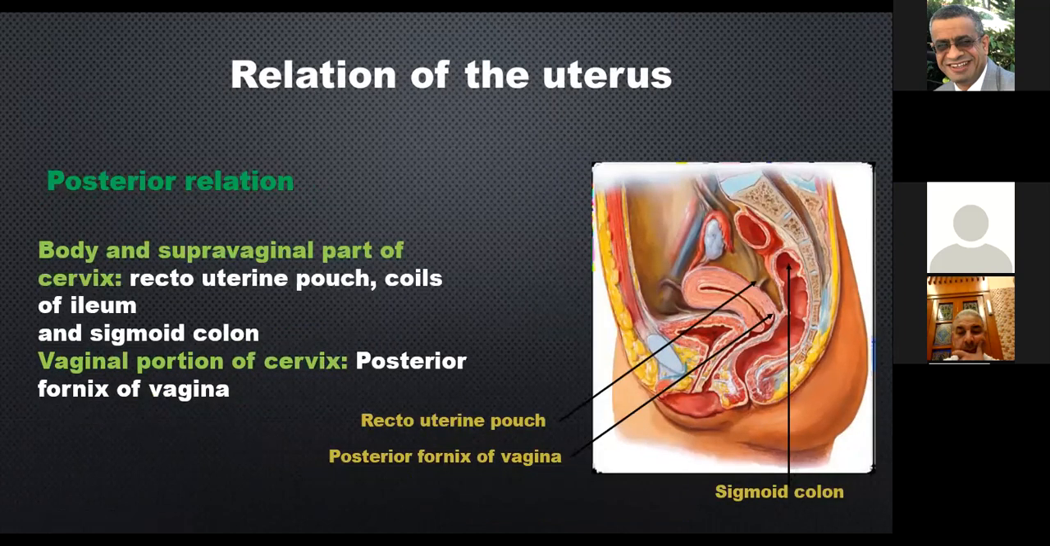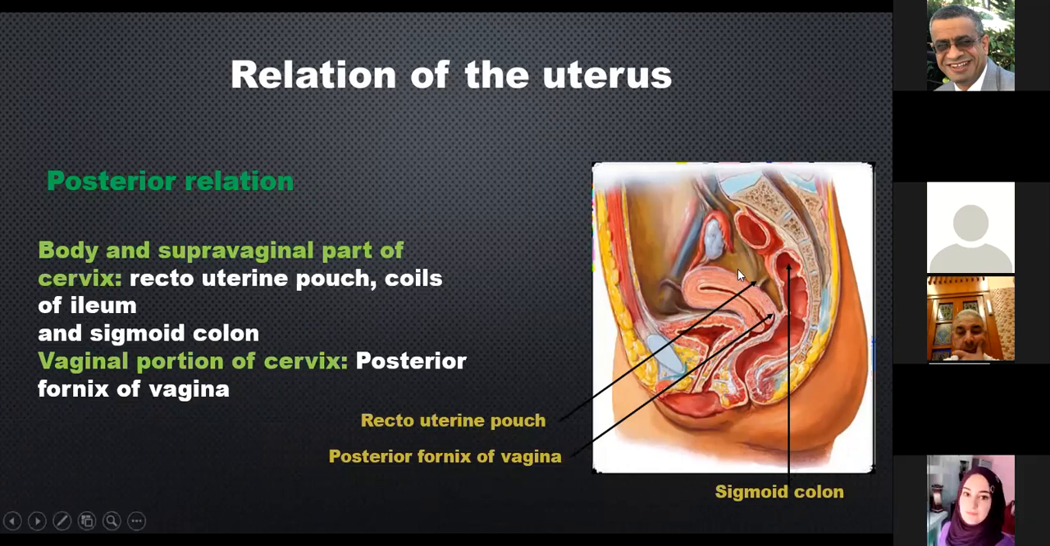Posterior relation: the body and supravaginal part of the cervix relate to the recto-uterine pouch and coils of ileum and sigmoid colon, while the vaginal portion of the cervix relates to the posterior fornix of the vagina.